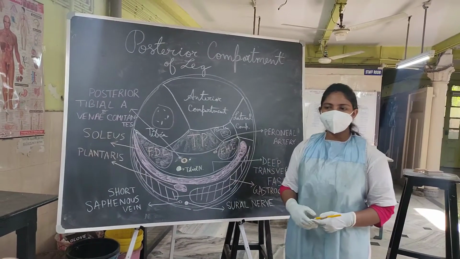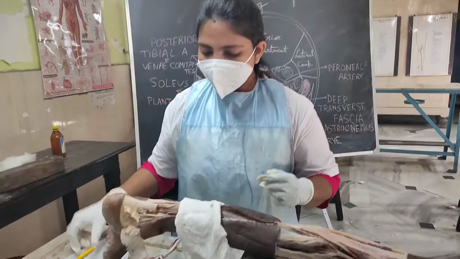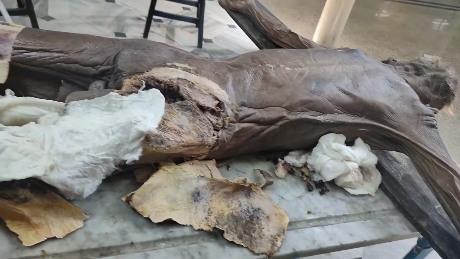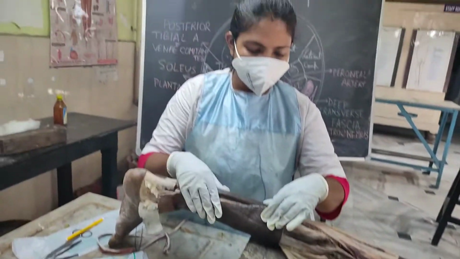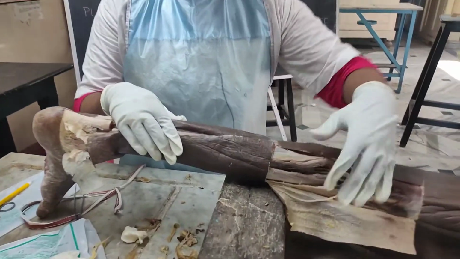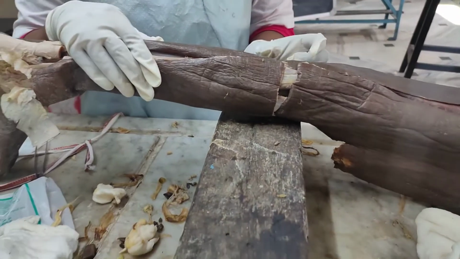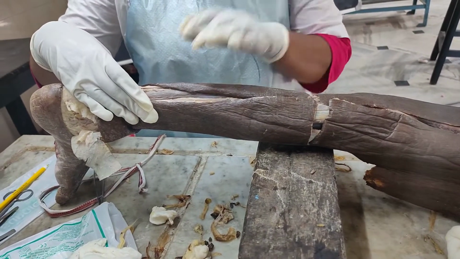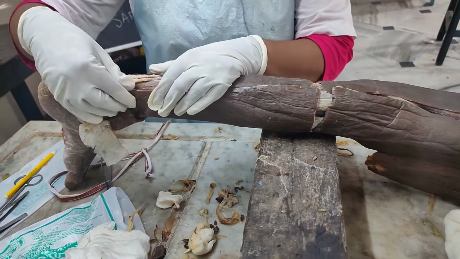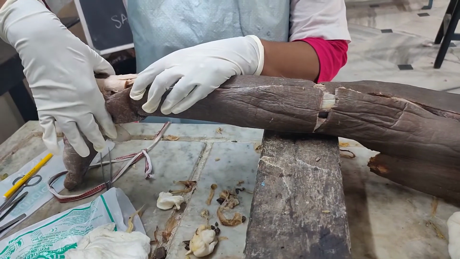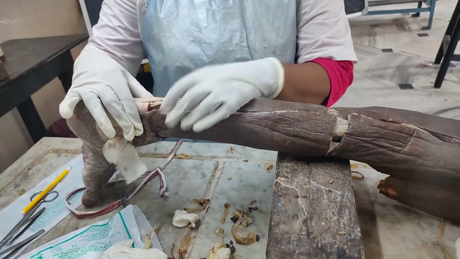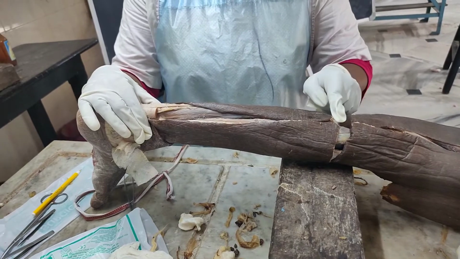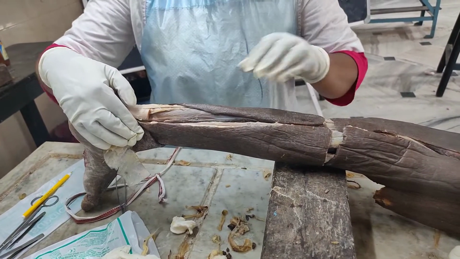Now let us see in the cadaver. For the dissection of the posterior compartment, the first transverse incision is given at the junction of the upper 1/4 and lower 3/4 of the leg. The second incision is from the medial to lateral malleolus. The third incision is a vertical incision from the midpoint of the first to the midpoint of the second.